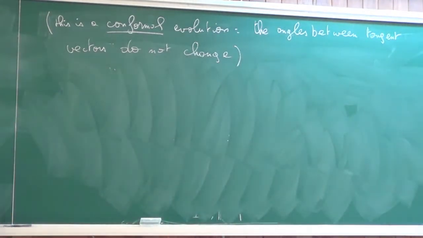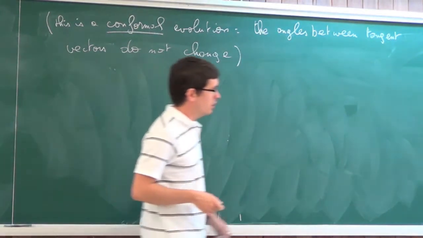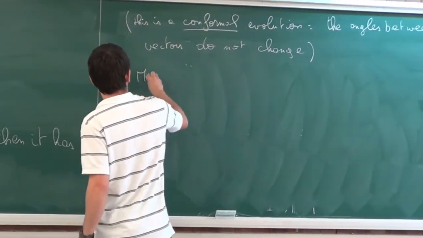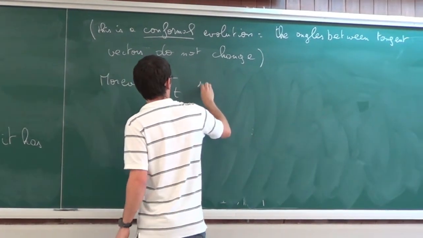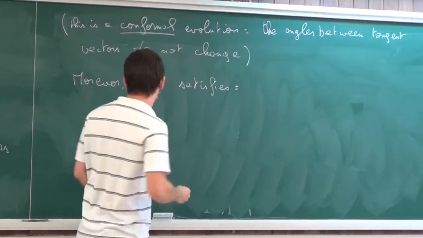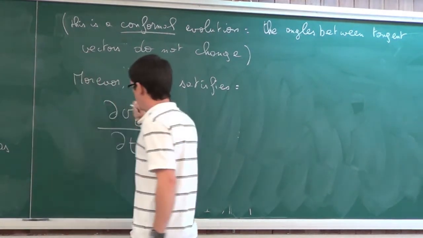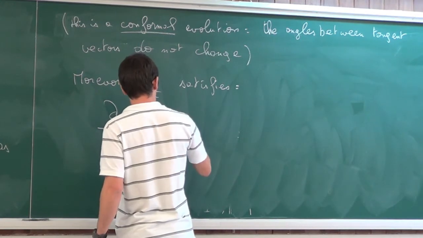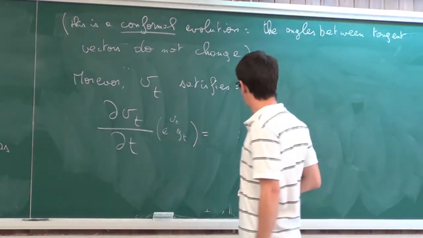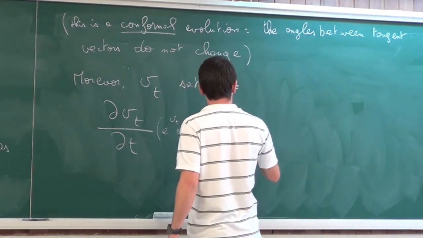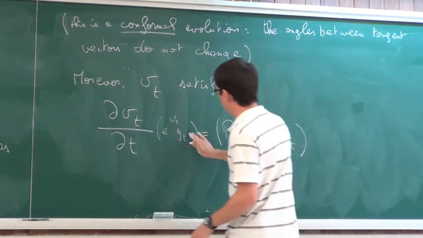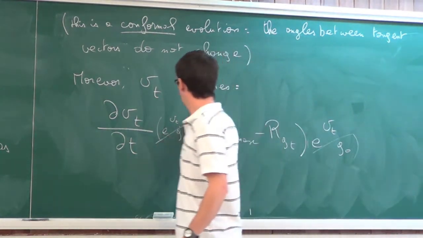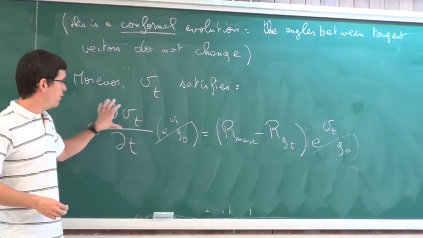Now, if you know that your solution had this form, you plug it in this equation. What does it become? It becomes the derivative of v_t times e^{v_t} g_0, which is my metric, is equal to (R_max minus R) times e^{v_t} g_0. So you see that these two cancel and you just have a PDE for the function v_t.